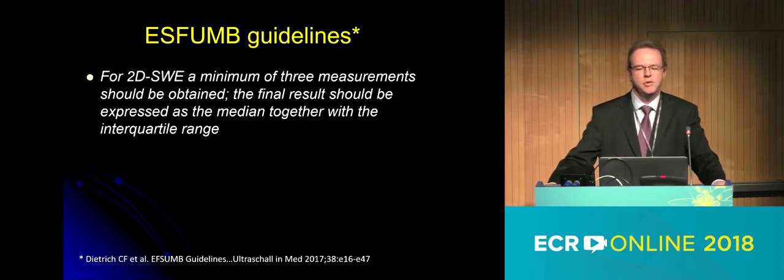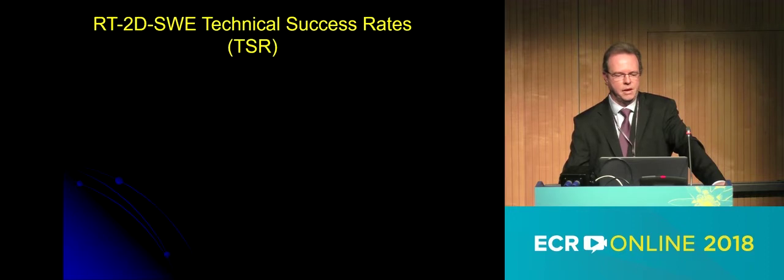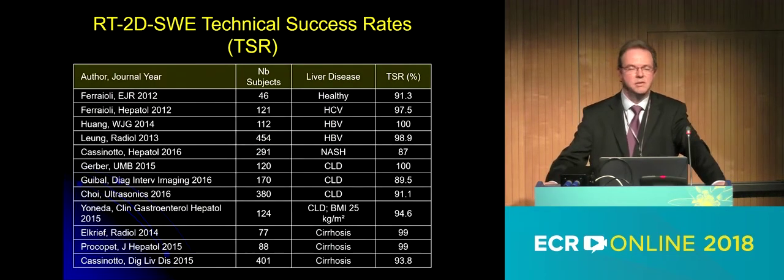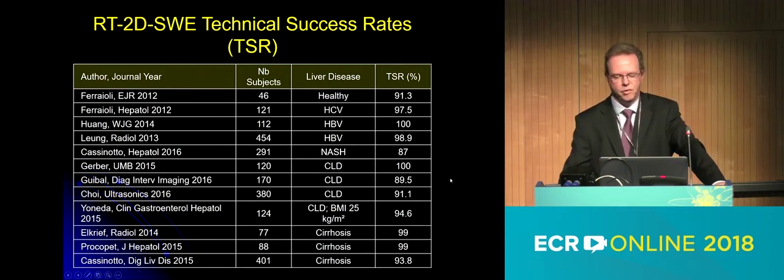The minimum of 3 measurements should be obtained instead of 10. I remind you that for transient elastography it's 10 measurements. And doing that, what is the technical success rate of the measurement of the liver stiffness using supersonic imaging? It is very high. According to the literature, for the minimum, it's 87%. Otherwise, it's mostly above 90%.